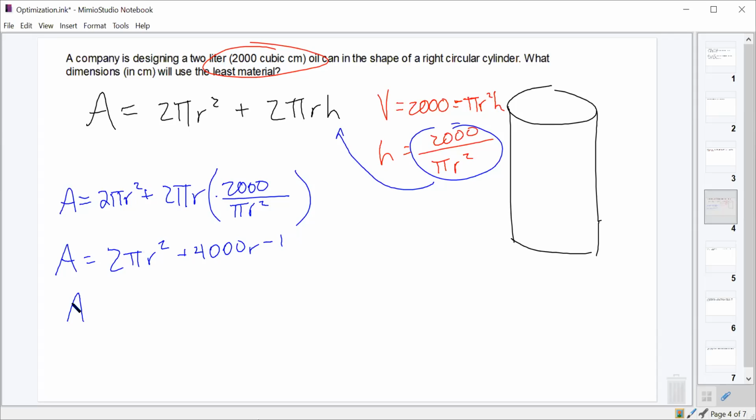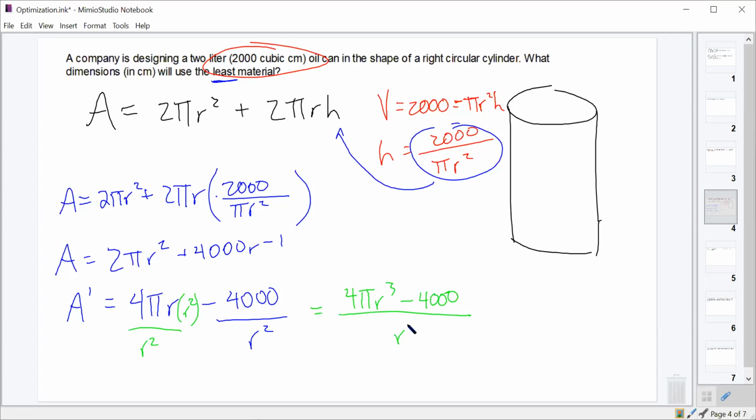All right. So let's now take our derivative to see when this area, the surface area, is at a minimum. So that'll be 4 pi r, and then that'll be minus 4,000 r to the negative 2, or I'll just write that as minus 4,000 over r squared. And easiest way to solve this probably is to get common denominator of r squared. So I'll just multiply that one by r squared over r squared, and we end up with 4 pi r cubed minus 4,000 all over r squared. Everybody good with that being our derivative?